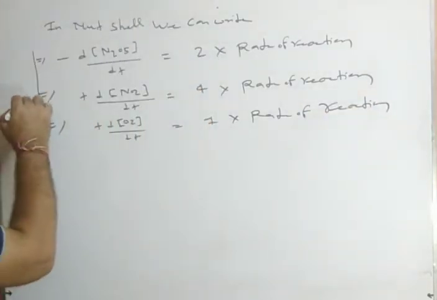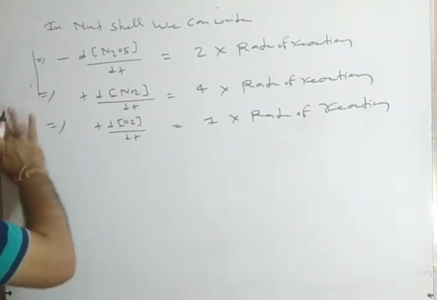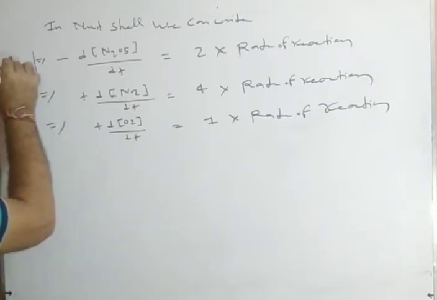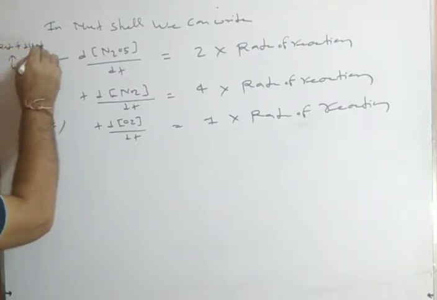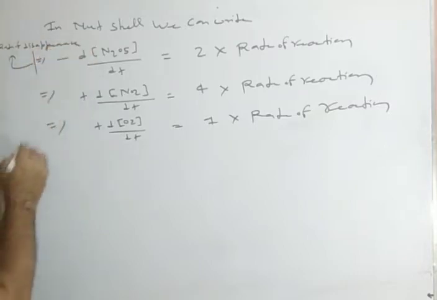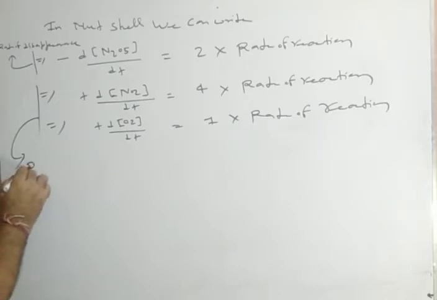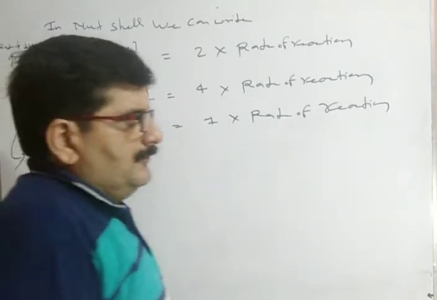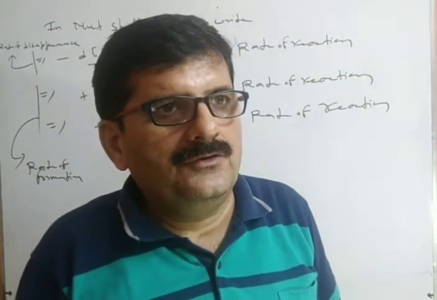Both terms are called what? This term is known as what? Rate of disappearance, and such term is called what? Rate of formation. So all rates do not become equal if their stoichiometric coefficients are different.